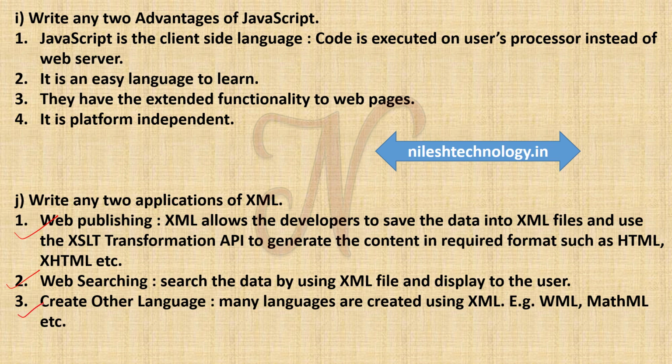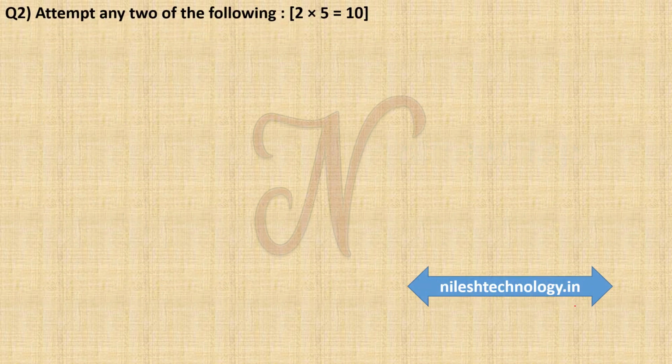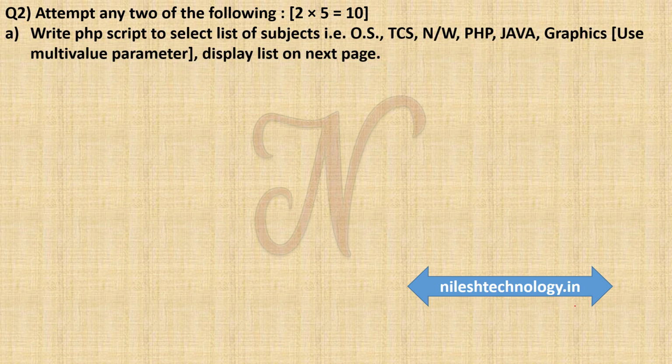Then create the other language. So many languages are created using XML, that is WML, MathML, etc. Here we finish the first question, then proceed to question number 2. The first question is worth 5 marks.